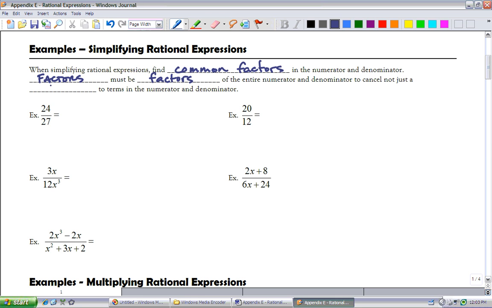Not just a factor to terms in the numerator and denominator. Okay? So it's just going to be important that we realize what is a factor and what's not. Remember, factors are separated by multiplication.